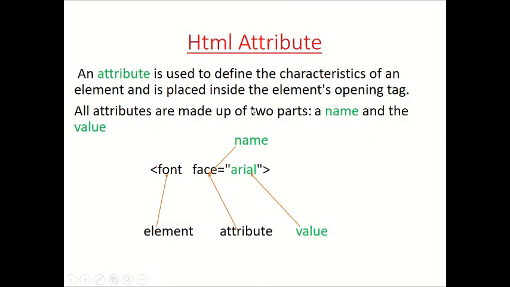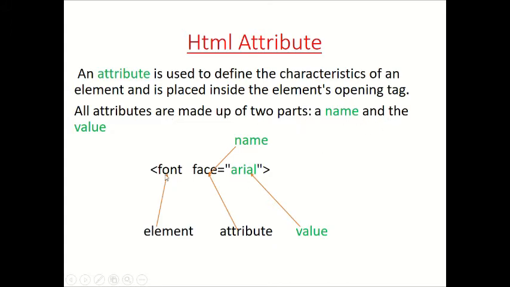HTML attributes. What are attributes? An attribute is used to define the characteristics of an element, as I said earlier, and it is placed inside the element's opening tag. All attributes are made up of two parts, which are the name and the value.